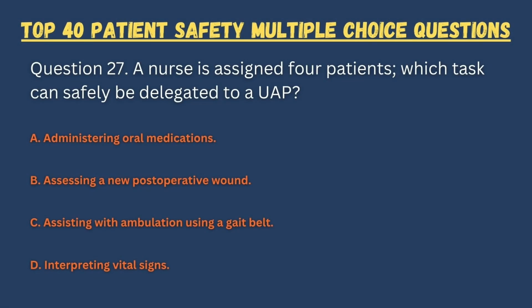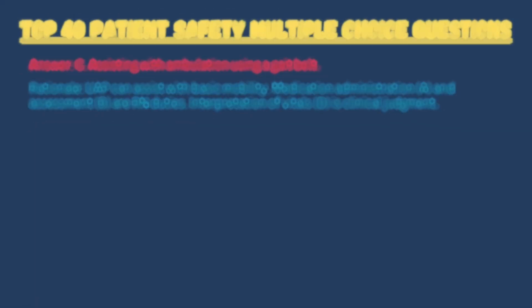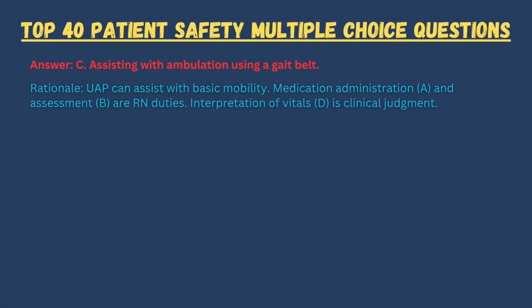Question 27. A nurse is assigned 4 patients. Which task can safely be delegated to a UAP? A. Administering oral medications. B. Assessing a new postoperative wound. C. Assisting with ambulation using a gait belt. D. Interpreting vital signs. Answer. C. Assisting with ambulation using a gait belt.